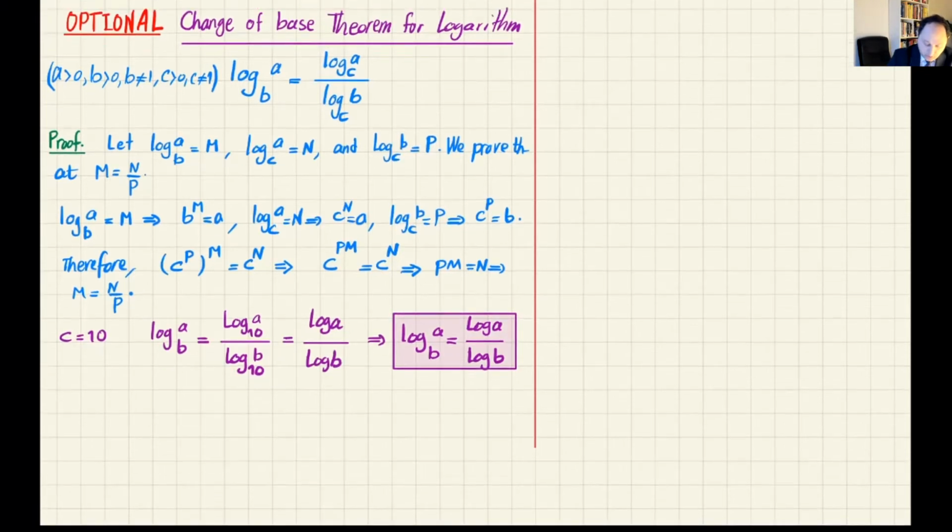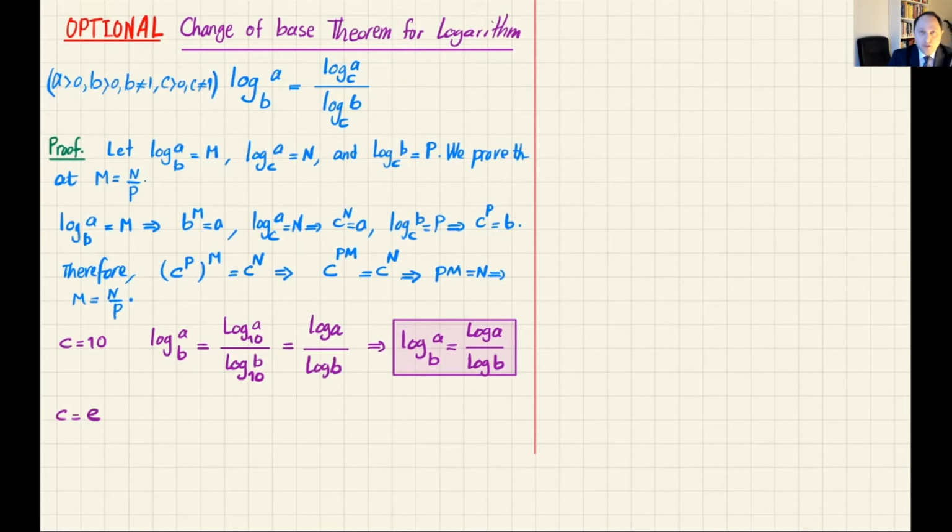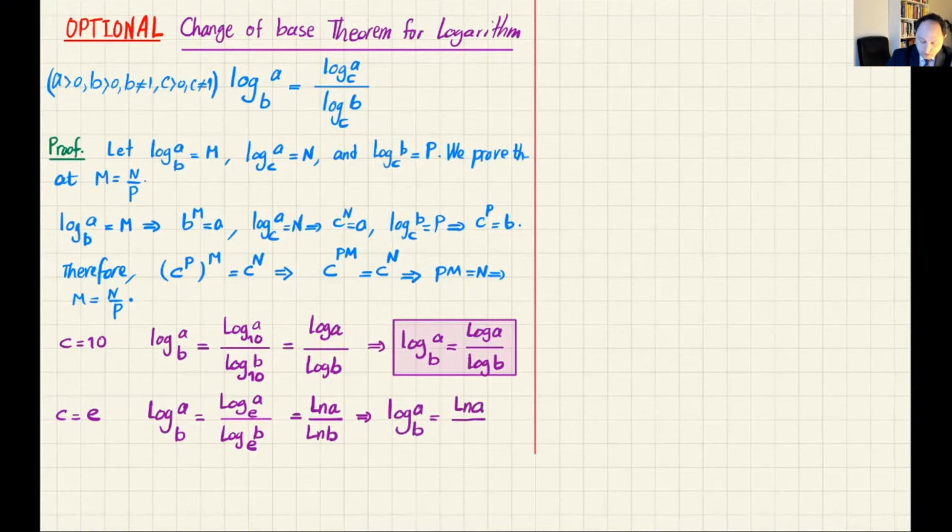And then of course another common choice is to take C to be the Euler number. If you choose this one, then log of a in base b can be written as log of a in base e, where e is the Euler number, divided by the logarithm of b in base e. But I told you that there is a convention that you don't write log of a in base e. The name is ln of a, the natural logarithm. So it becomes ln of a divided by ln of b. So another thing that you can do to calculate log of a in base b is use the ln button 2 times and the division button. Yeah, so that's also possible.